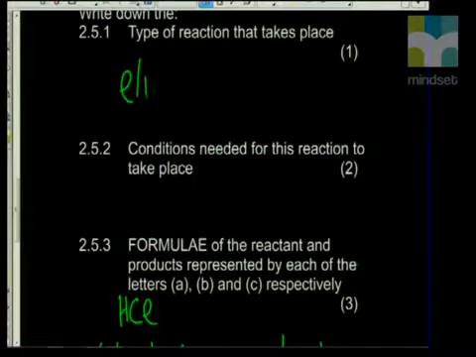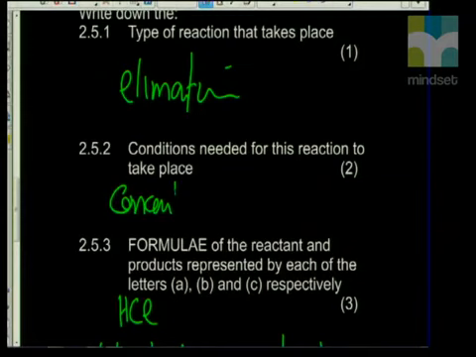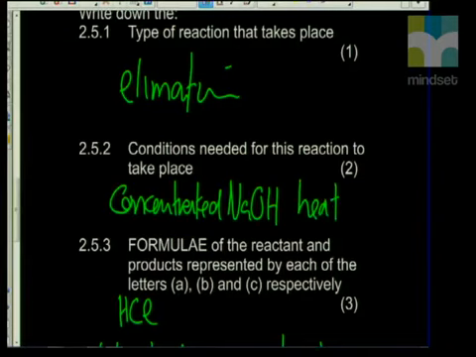So what are the products? What are we going to need, and what are the conditions that we need for this reaction to take place? We've said elimination, which is good enough. What are the conditions? Well, guys, to eliminate under these conditions requires energy, but it requires a certain pH as well. You're going to have some concentrated sodium hydroxide, and you're going to also need heat. You're going to need to heat. And it doesn't happen very easily.